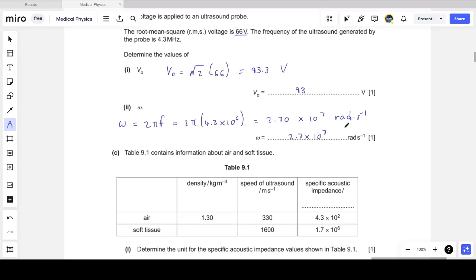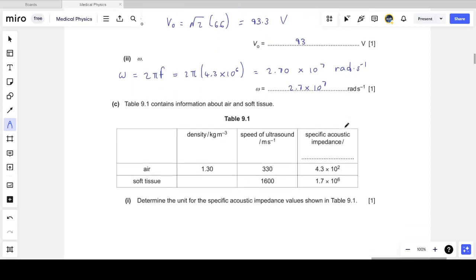So we now have the peak voltage of the sinusoidal voltage, this alternating current, and we also have the angular frequency.